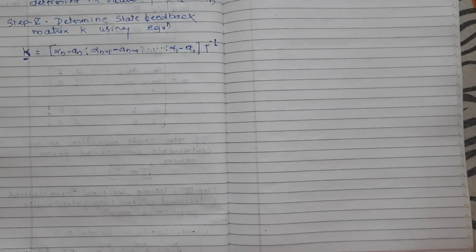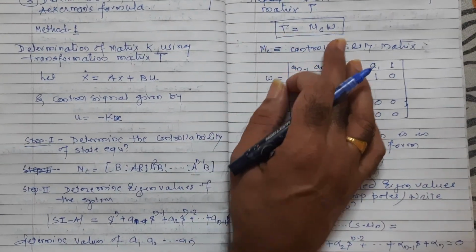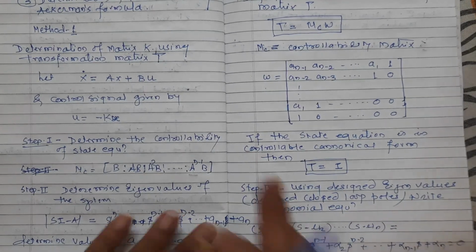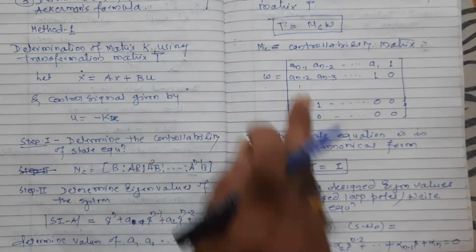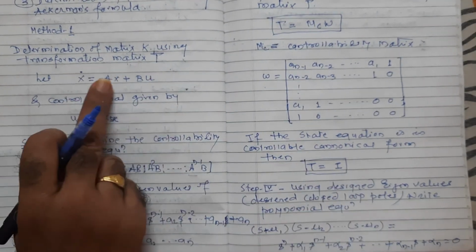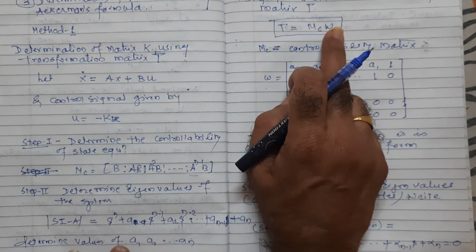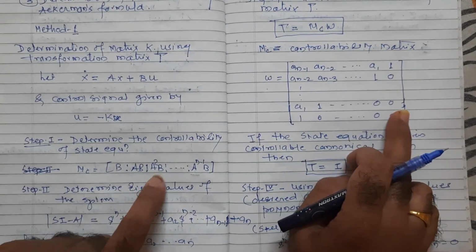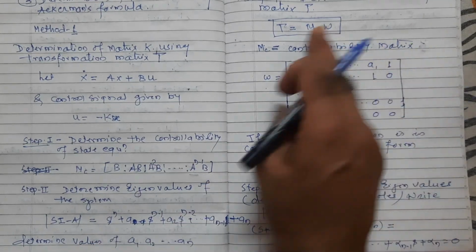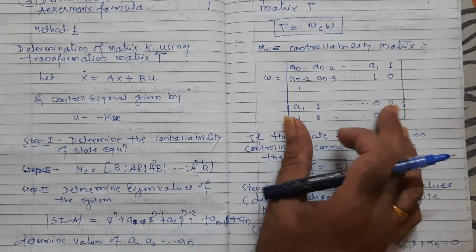So this is the method by which we can find the matrix K using the transformation matrix T. Always remember, if A is in controllable canonical form, then T equals I. If A is not in controllable canonical form, then we use the formula T equals MC W. MC is my controllability matrix, given by [B AB A²B up to A^(n−1)B], and this is my W. We have to write W down and multiply these two matrices to get T.